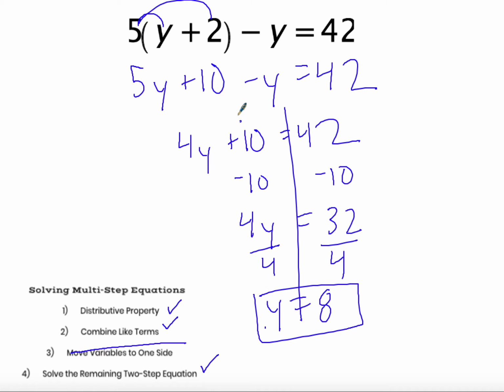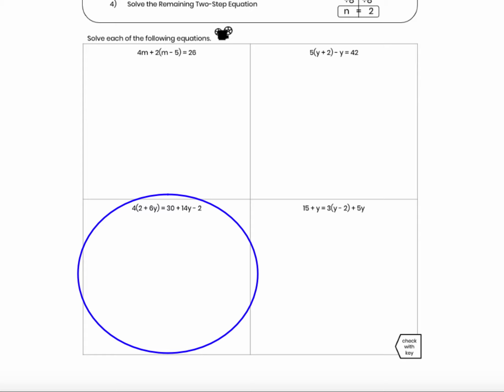Little easier to check. 8 plus 2 is 10. 10 times 5 is 50. 50 minus 8 is 42. Hooray, our solution is correct. It does make that initial equation true. Okay, moving to the bottom two.